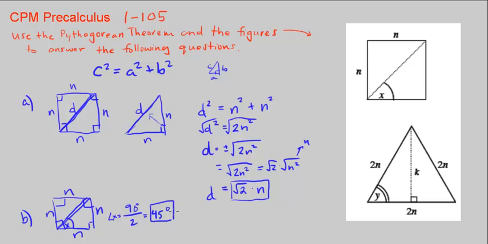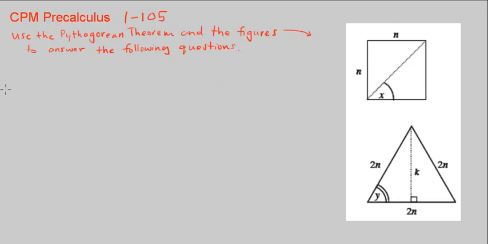All right. So part C, we're asked to look at the triangle to the right, which is equilateral, right? Every side is 2n. Okay, what is the length of the altitude? So the altitude is basically the perpendicular length from this vertex up here to the base. Okay, so what is the length of the altitude?